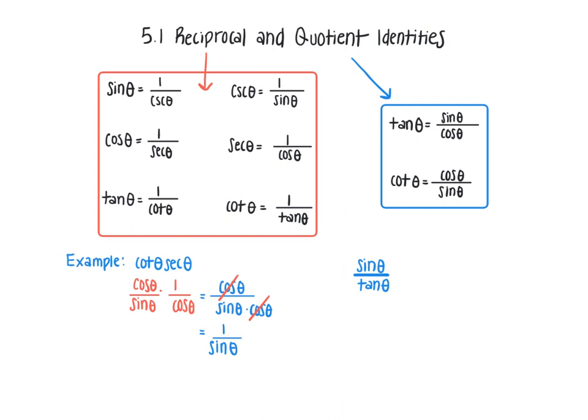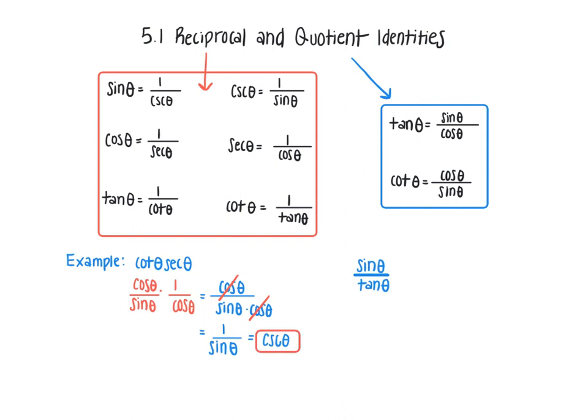Now, to finish off this problem, if I look at 1 over sine of theta, I should recognize that this is a reciprocal identity and that 1 over sine of theta is actually equal to cosecant. So my final answer here is simply going to be cosecant of theta. So I took this equation right here, cotangent of theta times secant of theta, and by using my reciprocal and quotient identities, I was able to simplify it down to cosecant of theta.